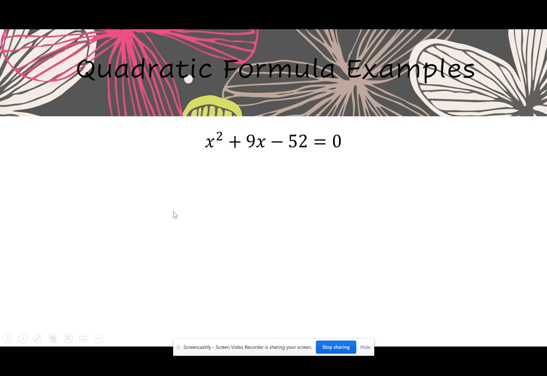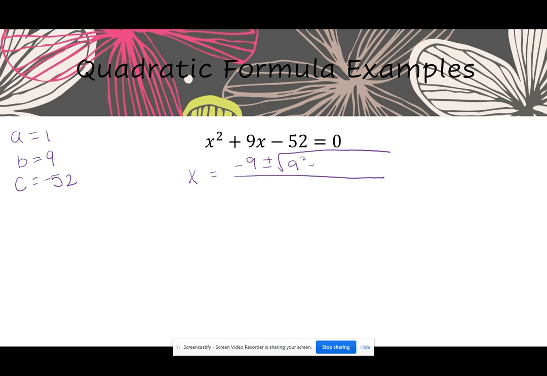So to start off, we have x squared plus 9x minus 52 equals 0. In this case, we have a equals 1, b equals 9, and c equals negative 52. We're going to plug those into this equation. So x equals negative b. It's always just the opposite sign of b. So negative 9 plus or minus the square root of b squared, so 9 squared, minus 4 times a times c, all over 2 times a.